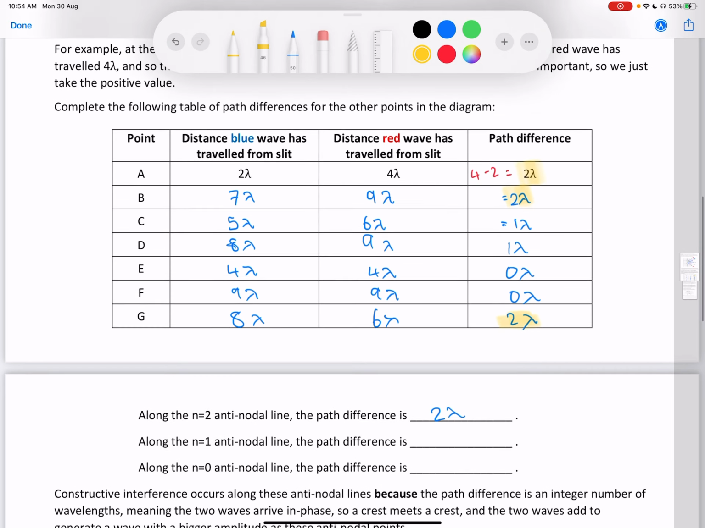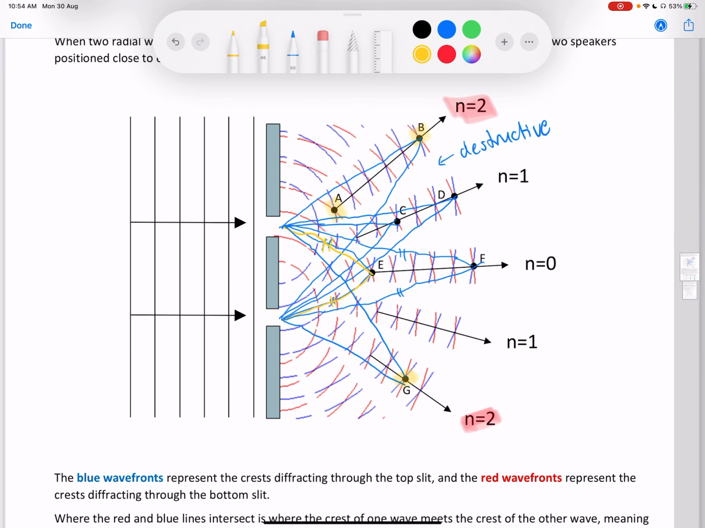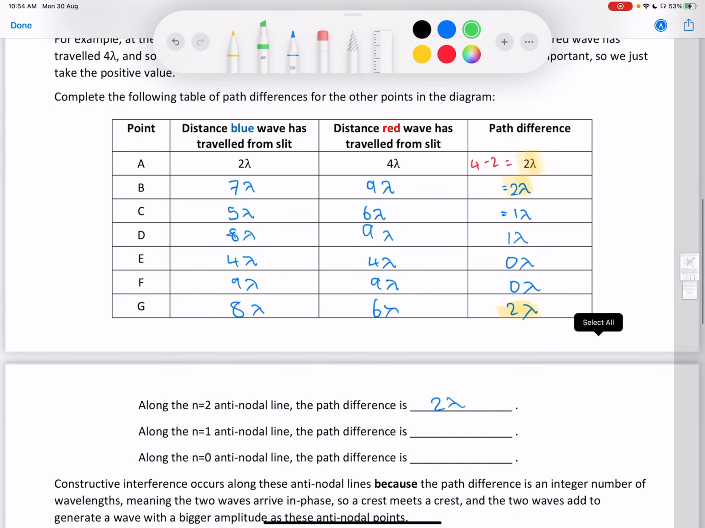Cool. The n equals 1 line. What have we got? We've got C and we've got D on n equals 1. The path difference is 1 wavelength. And on the n equals 0 line, we have what?